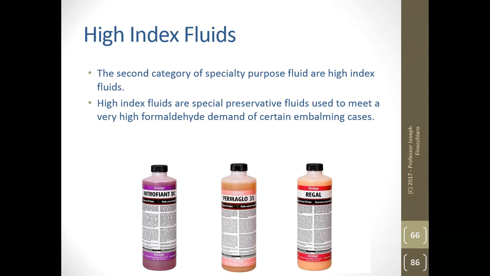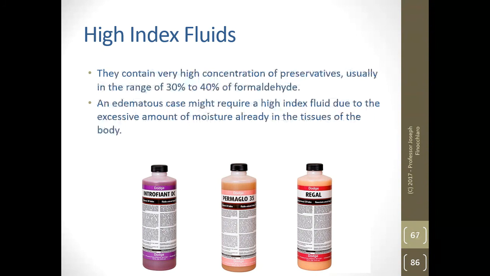The second one are high-index fluids. High-index fluids are special preservative fluids used to meet a very high formaldehyde demand of certain embalming cases. Your embalming textbook, I believe, refers to high index as anything over 25 index. A lot of chemicals these days are like 25 or higher index, so it's not back in the old days where you had 1 or 2 in that category. So I don't know where that's going to go, but just understand that high-index fluids are a specialty arterial fluid. They're not really a supplement. They're intended for, hey, in this case, use this.